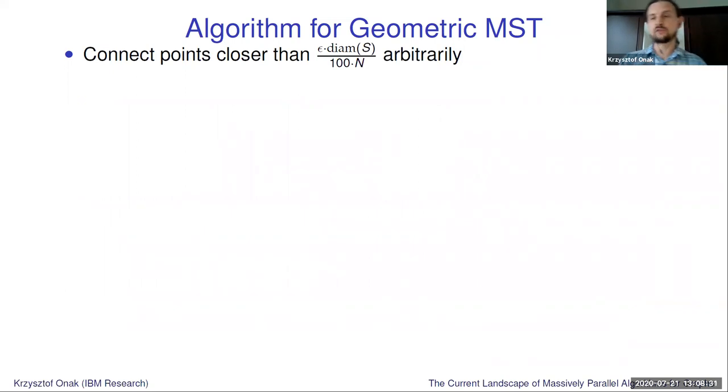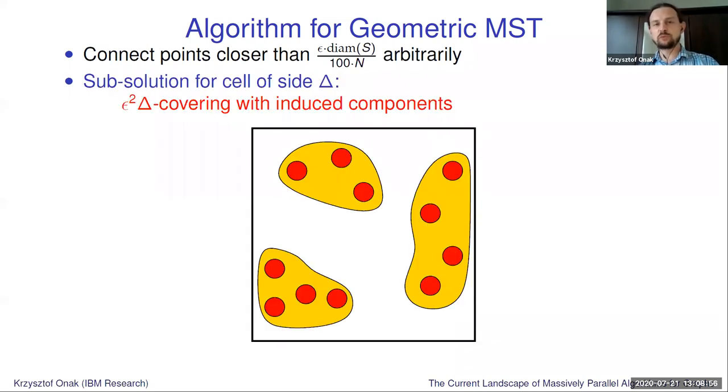It's very simple. So if you wanted to implement it, you can do it. It's been done before. And the idea is that if you have points which are very close, then it's not a big problem. You can just arbitrarily connect them to each other, because you have a lower bound for the diameter of the entire data set, and you know the minimum spanning tree is at least that. And then you proceed recursively.